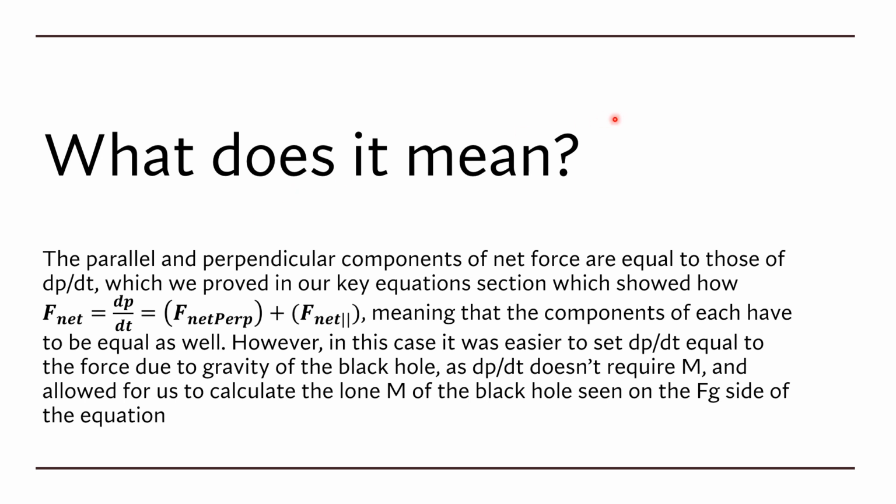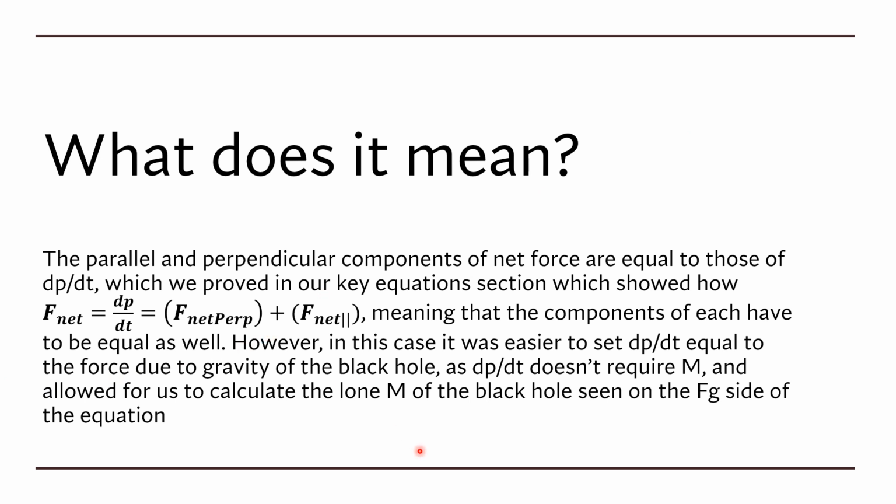So now we need to go into what this means for the first part, as in, are the parallel and perpendicular components of net force equal to dp over dt, and if not, why are they different? As we've shown, since dp over dt is equal to F net, the perpendicular and parallel components of F net are equal to those of dp over dt, which is proven in our key equation section in which we show this, as seen right here. What this means is that they're equal as well.